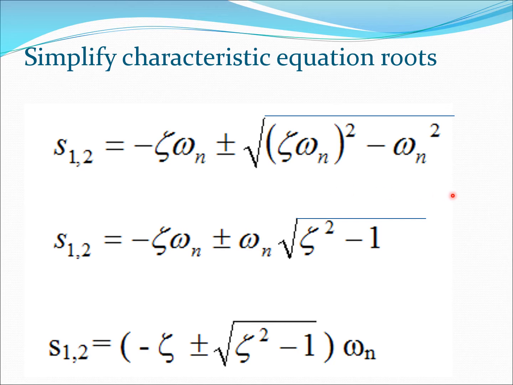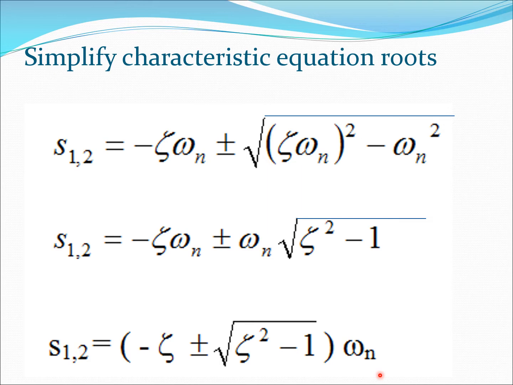So if we do that, this is our first equation here. From here we extract this omega n term, and then we take this term out completely here, expressing this entire term in terms of the damping ratio zeta inside the brackets. So the roots of the characteristic equation S1,2 can be completely given by this.